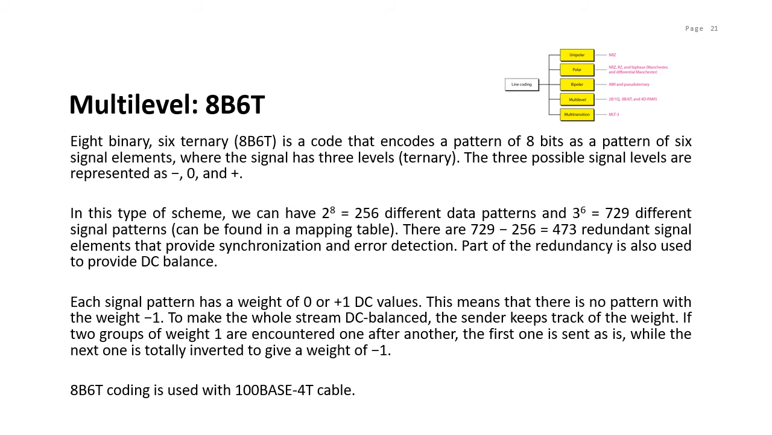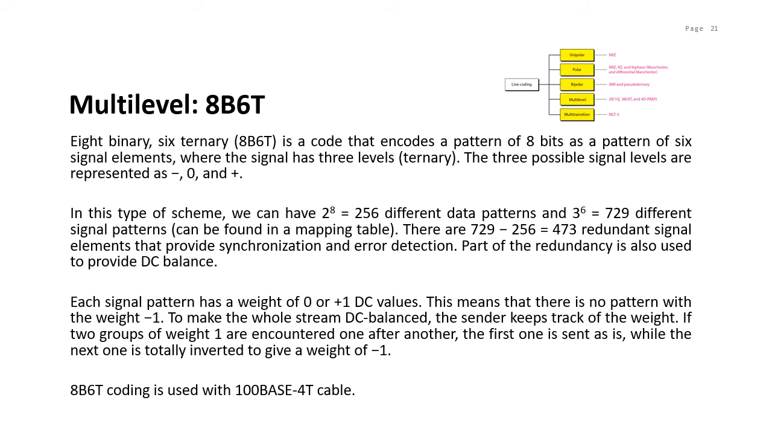Part of the redundancy is also used to provide DC balance. Each signal pattern has a weight of 0 or plus 1 DC values, which means that there is no pattern with a weight of minus 1. To make the whole stream DC balanced, the sender keeps track of the weight. If two groups of weight 1 are encountered one after another, the first one is sent as is, while the next one will be inverted to give a weight of minus 1. We will see an example of the inversion in the next slide.